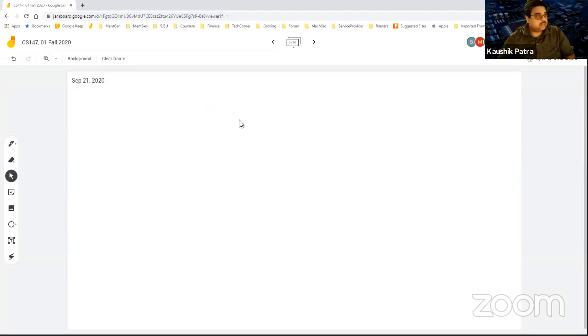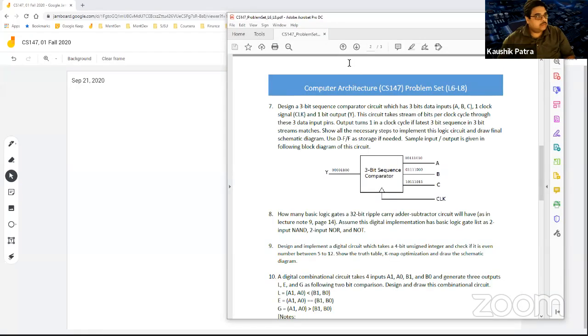So Catherine requested me to go through one sequential design problem in the class. So let me try to do it. Let's pick up a problem from the problem set, lecture 6 to 8. This problem: design a 3-bit sequence comparator which has 3-bit data input, ABC, and 1 clock signal. I'm not mentioning the reset signal there. The reset signal is always there. We assume that. No need to explicitly say.